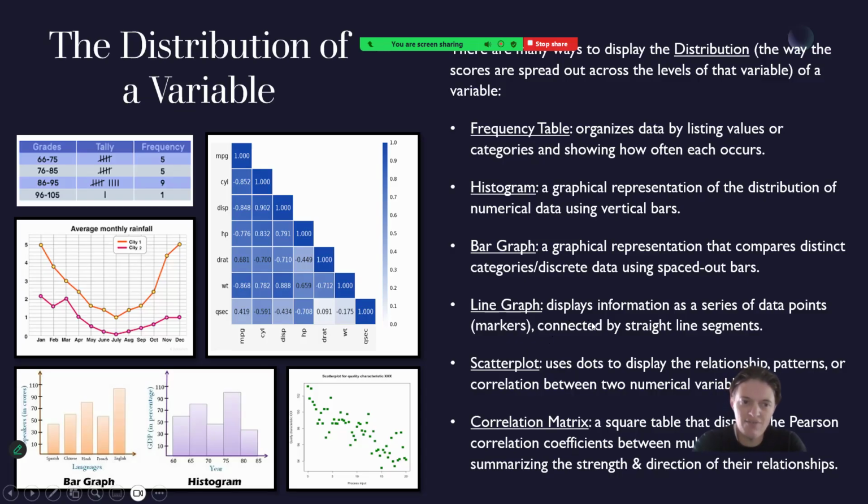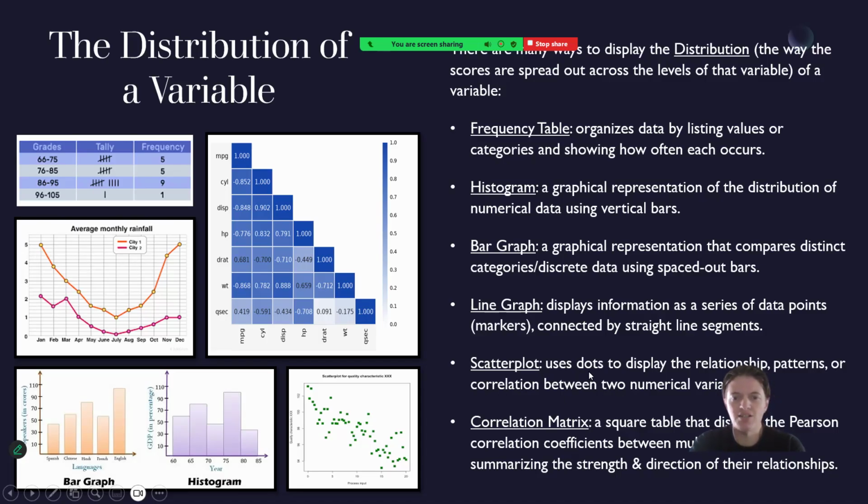A line graph displays information as a series of data points or markers connected by straight line segments. So this one right here is our line graph, right? You can see all of these represent a point of data, and then they're connected to each other by segments of lines. A line graph is made up of these data points, like markers, connected by straight line segments.